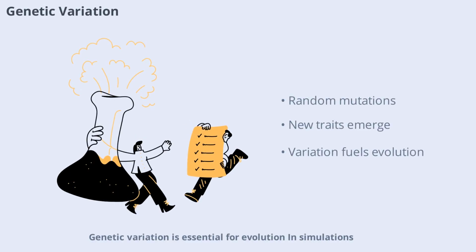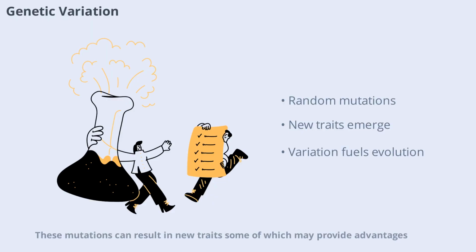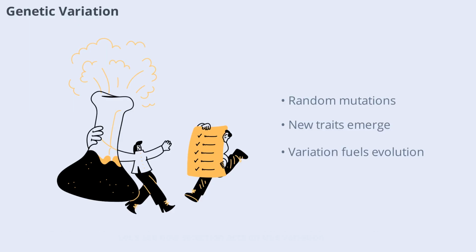Genetic variation is essential for evolution. In simulations, this variation is often introduced through random mutations, small changes in the genetic code of organisms. These mutations can result in new traits, some of which may provide advantages or disadvantages in the simulated environment. Over generations, beneficial mutations may become more common, while harmful ones may disappear. Let's see how selection acts on this variation.